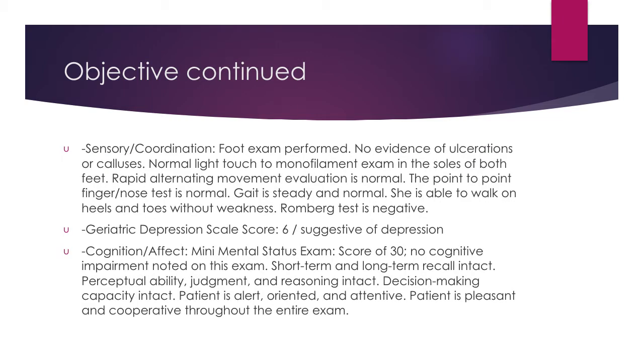Her gait was steady and normal. The Romberg test was negative. We completed a geriatric depression scale on this patient, and her score was 6, and it was suggestive of depression. We also completed a mini mental status exam with a score of 30, which means no cognitive impairment is present.